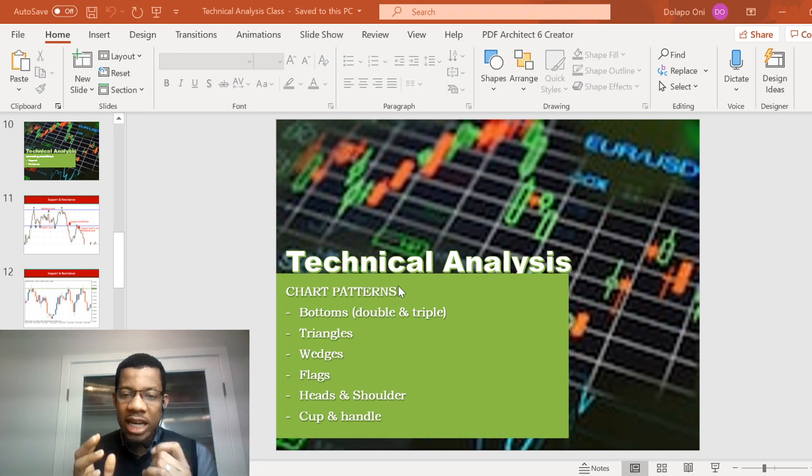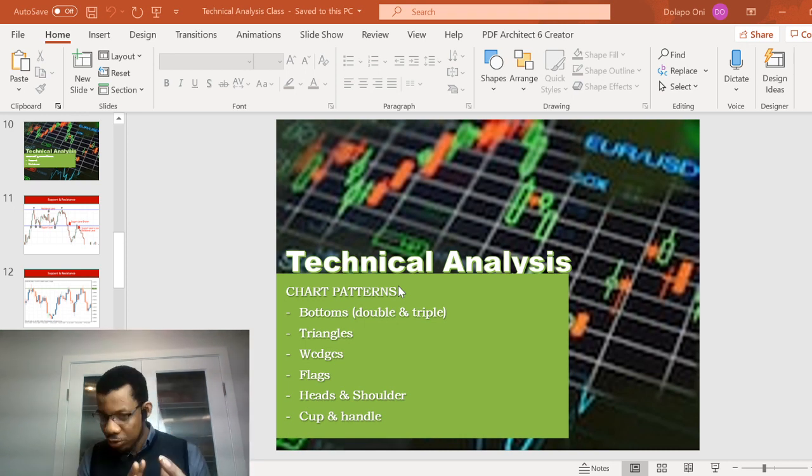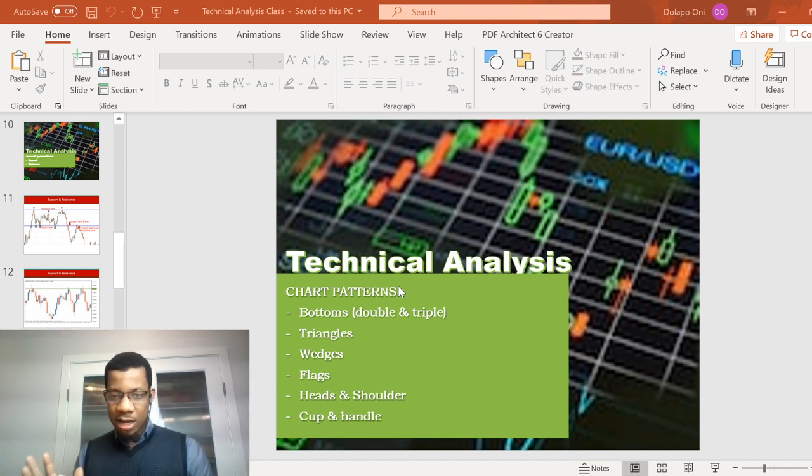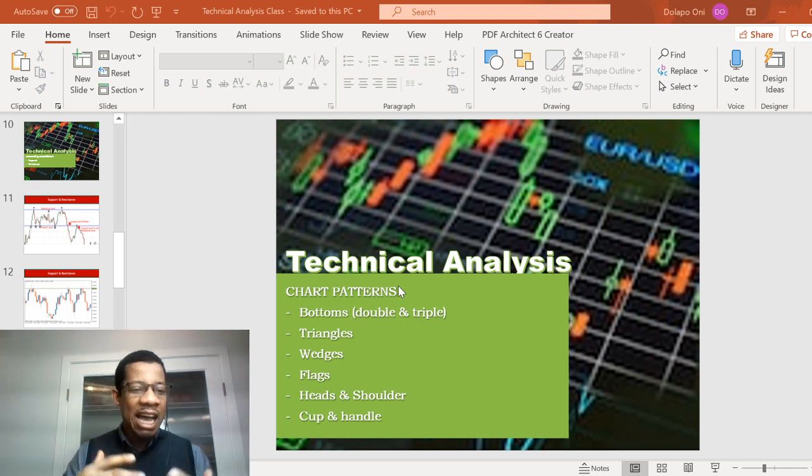Okay, don't forget, most times these things all boil down to support and resistance. That's why the first part of understanding chart patterns is understanding what is the support and what is the resistance. Everything else falls in between. Okay, so let's look at some of these chart patterns.